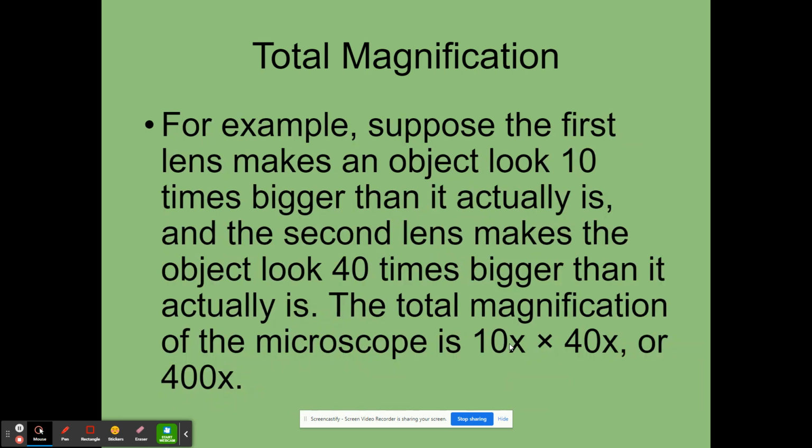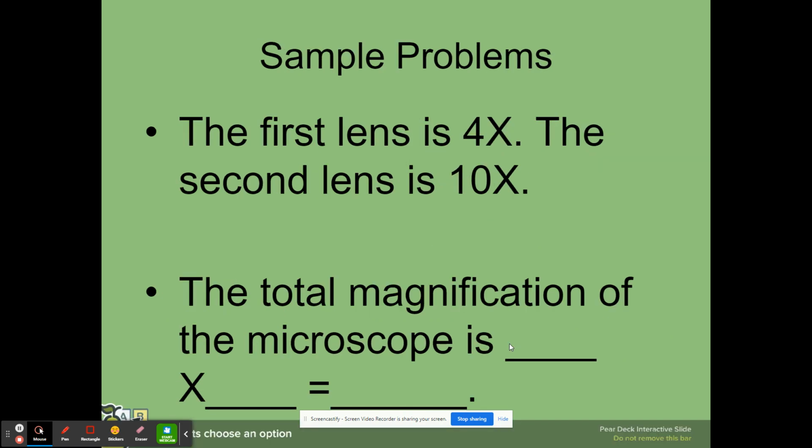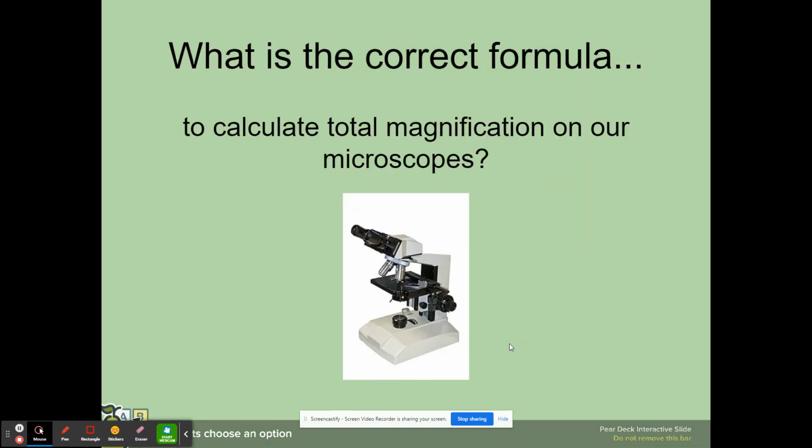So these are your examples. Again, microscope 10x times 10x or 400x. So please do this practice problem. And your correct answer is 40. Okay, tell me the correct formula. How do you calculate total magnification of our microscope?